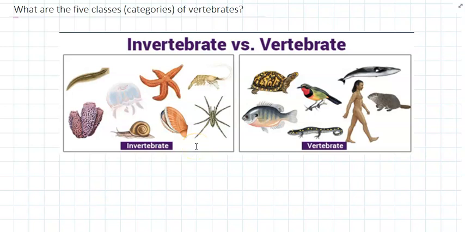Hey everybody. So in this video, we're looking at how we can categorize and classify the vertebrates. Before we do that, we need to remember what vertebrates are. There are two groups that animals fit into. Animals can either be invertebrates or vertebrates. And the invertebrates are all the animals that don't have a backbone.